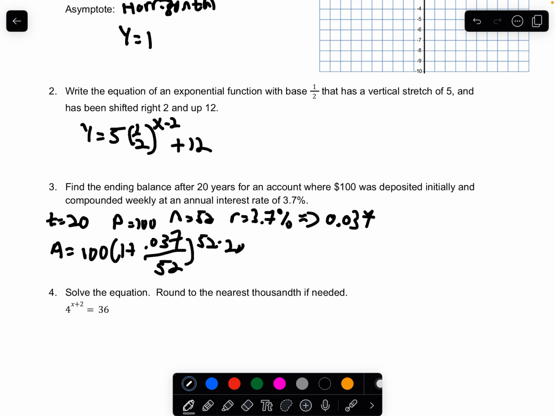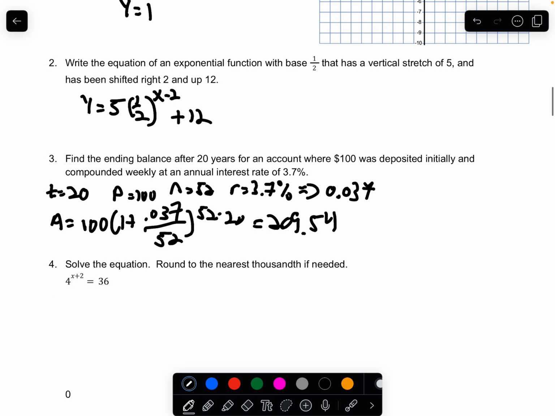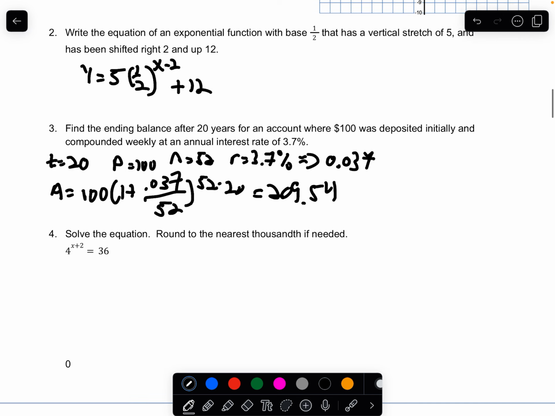My calculation is that after 20 years, under these conditions, you would have $209.32. I just typed it into my calculator, a TI, just the way it looks.